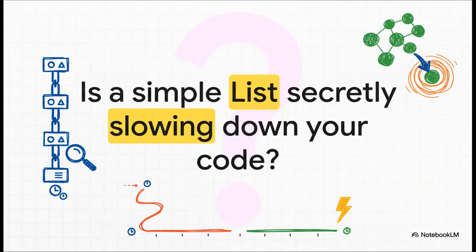So, I have to ask you straight up, could your go-to, your default, the humble list, actually be the bottleneck you've been hunting for? Stick with me, because by the end of this, you're going to have a super simple, powerful rule to make your code way, way faster.